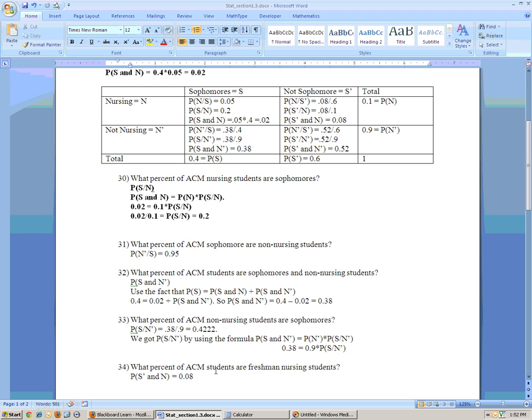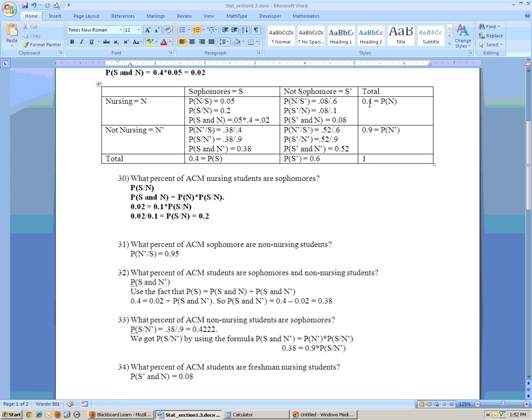34 says, what percent of ACM students are freshman nursing students? Well, freshman means not sophomore, and nursing students. So we're looking for the probability of not S and N. Now, how can we get that? Well, we can get this by realizing that the probability of nursing is 0.1. And there's only two ways you can be a nurse in terms of being a sophomore or not. You're either a sophomore and a nursing student, which we already have the probability of from earlier, which is 0.02, or you could be not a sophomore and nursing, and that's the one we're looking for here.